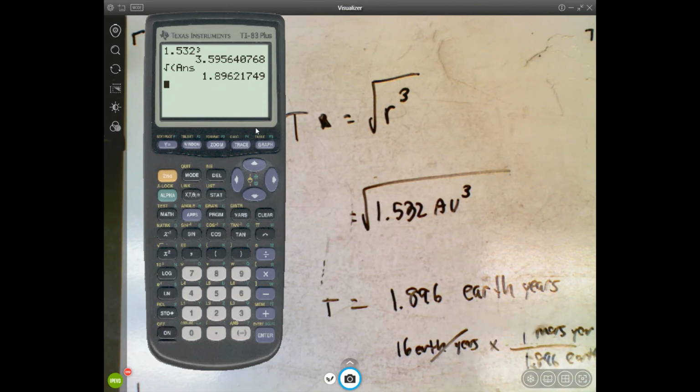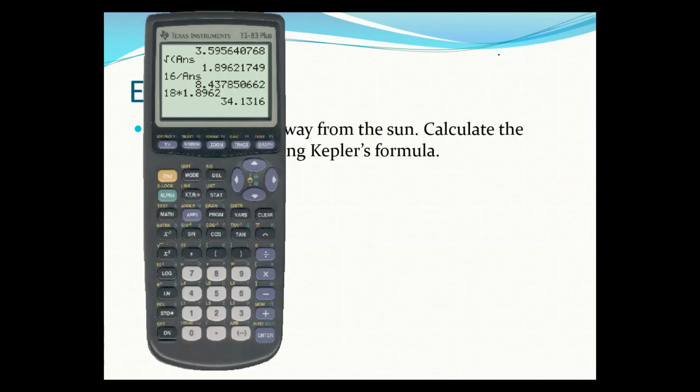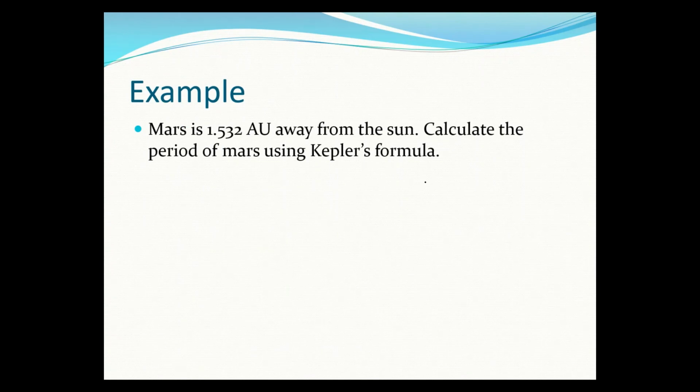So if you want to find how old you are in Mars years, then you would just go 16 divided by this 1.896. Sorry, it was a little bit off the screen there. And if you're 16 here on Earth, on Mars you'd be 8.4. You'd be 8.5 years old if you lived on Mars. So if you wanted to be 18 on Mars, then you would have to be 34 Earth years old. So I still wouldn't be able to drink if I was on Mars, if the legal drinking age on Mars was 18.